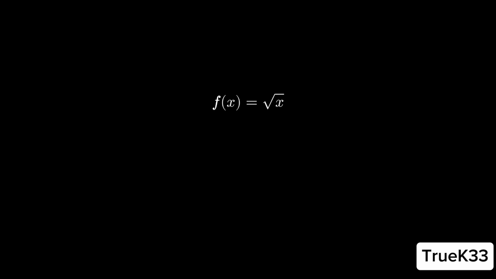Consider, for example, the function f of x equals square root of x. How do we determine the domain D? To find it, we can test some values. If we let x equals 1, the output is 1. This happens for all positive values of x. Now, if we let x equals -1, the result is undefined. This occurs for all negative values of x. Therefore, we conclude that the domain is the set of all non-negative real numbers.